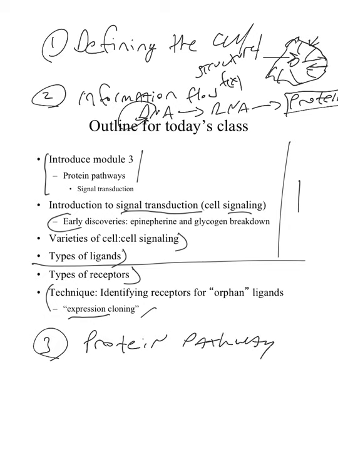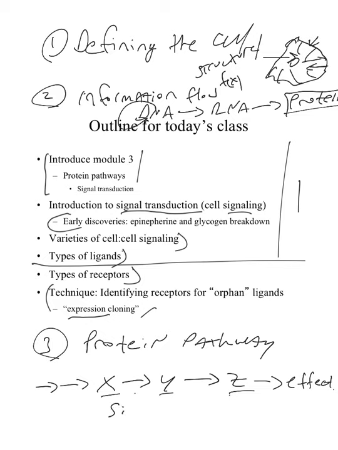And really what we're thinking about is a network in the cell of various proteins that function together in chemical pathways. So you might have some upstream activators of protein X. And protein X then activates protein Y, and protein Y activates protein Z, and protein Z causes some effect. This protein pathway or this protein network is what we are referring to when we talk about signal transduction.